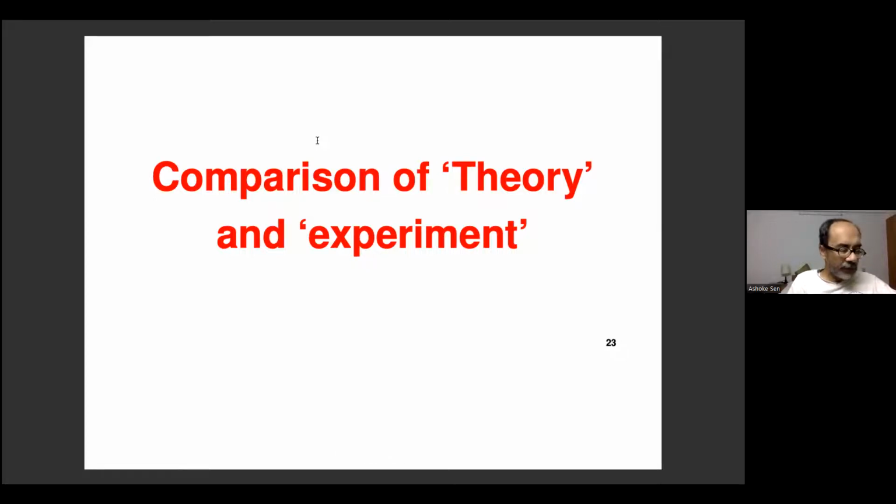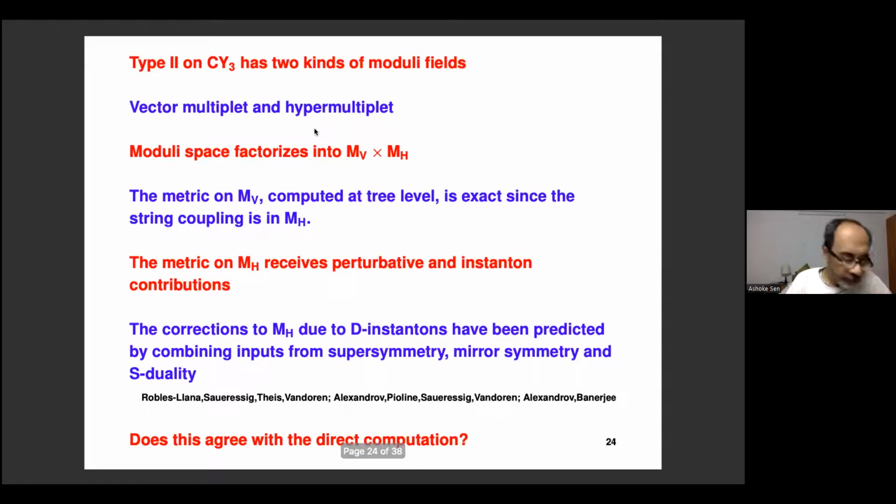Now I'm going to compare the prediction that came from S duality and mirror symmetry with what we have found. For this, let's first try to understand what we are trying to compare. It turns out the type 2 string on a Calabi-Yau has 2 kinds of moduli fields, which can be divided into vector multiplets and hypermultiplets. It's a general property of supersymmetry that the moduli space factorizes, to all orders in perturbation theory and including non-perturbative corrections. Supersymmetry prevents the mixing.